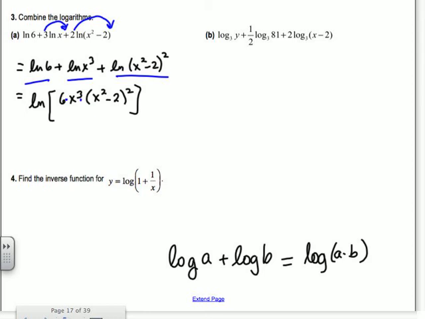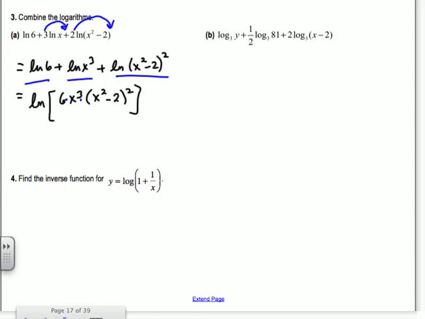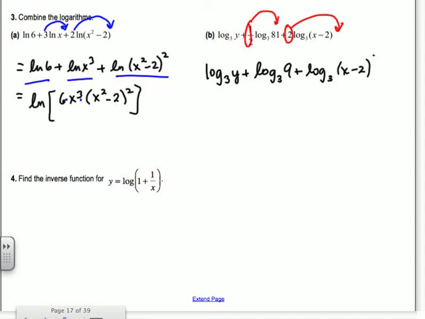All right, b. So I have log base 3 of y plus 1/2 log base 3 of 81 plus 2 log base 3 of x minus 2. Okay, so take those numbers out front and make them your powers, right? So I'm going to have log base 3 of y plus log base 3 of 81 to the 1/2 power, so 9, plus log base 3 of x minus 2 squared. Last step, combine. So log base 3 of 9 times y times x minus 2 squared.